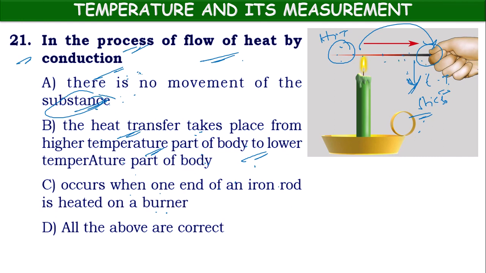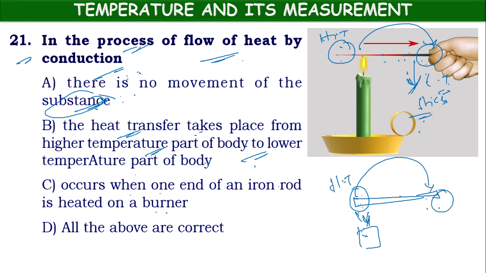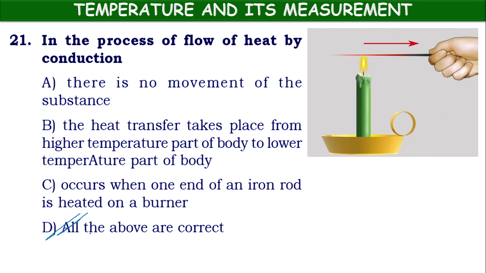Not only this stick, if you take one iron rod and keep one end on a burner, if one end of the iron rod is heated on a burner, the other end also will become heated because heat transfers from the higher temperature area to the lower temperature area. So this process is called conduction. So all three are correct. So option D is correct, children.